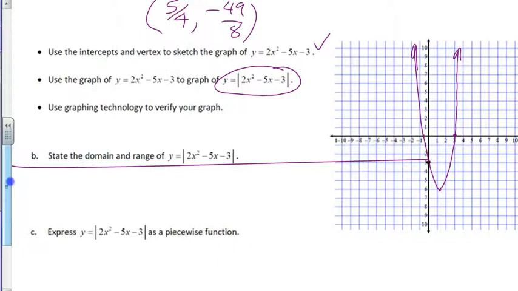Take this portion that's below the x-axis and put it up here, right? Okay, so we take the negative values, which are down here, and reflect them up above. Use graphing technology to verify. Okay, now what do we want to graph?